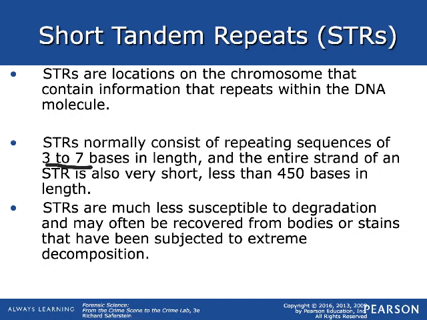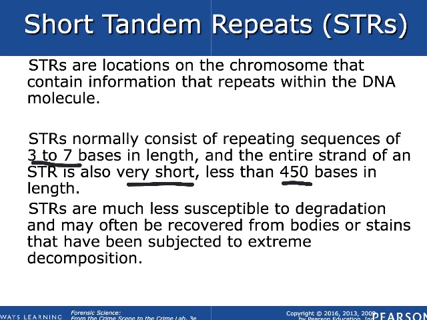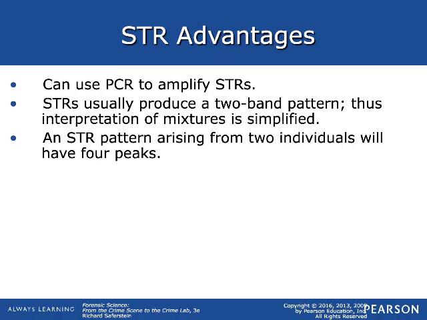We'll also do this in lab. Okay, so STRs are very short, so they're less than 450 base pairs long. Because it's a short piece of DNA, if the DNA is old and it's starting to break down because it hasn't been stored in the freezer, you could recover some short pieces and you could amplify them and use STRs to try to identify an individual. Okay, so we're going to use PCR to amplify STRs.